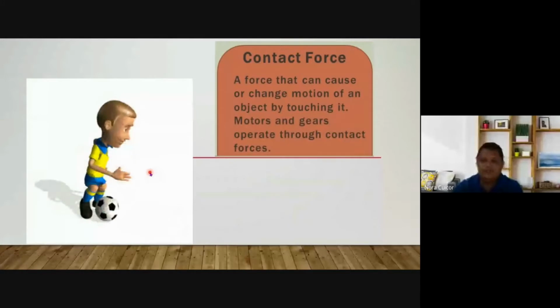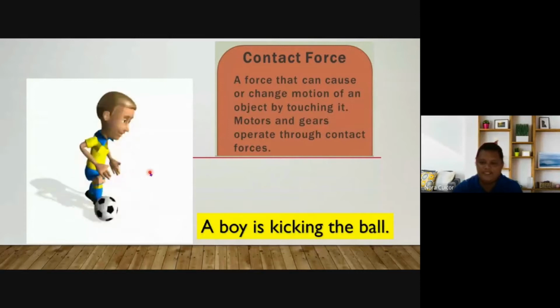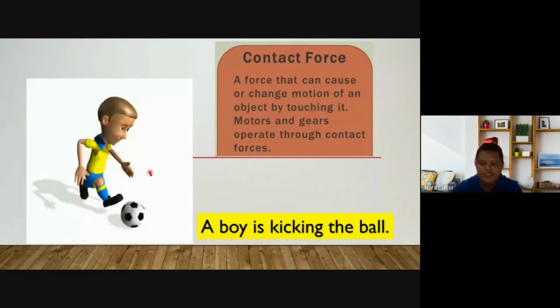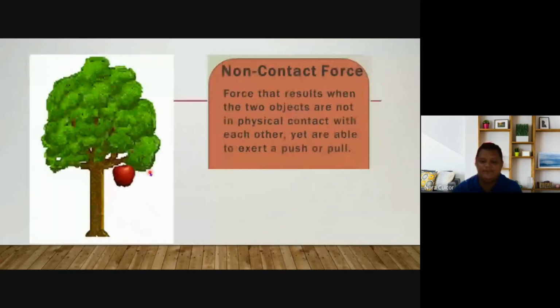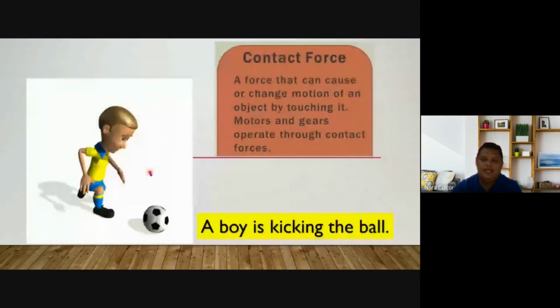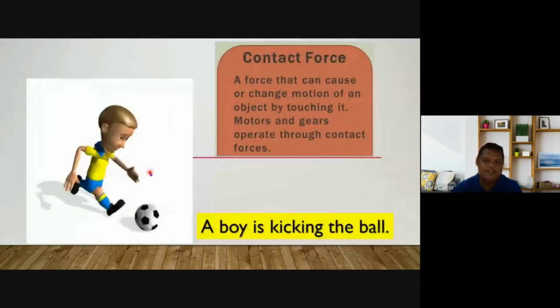Okay. So it means that, for example, in this clip, a boy is kicking the ball. The ball is the object, and the boy also. So the boy needs to touch the ball so that the ball can move. Okay, this is contact force. There is a connection between two objects. For example, you need to touch the object. That is a contact force. Again, contact force is a force where you need to touch.